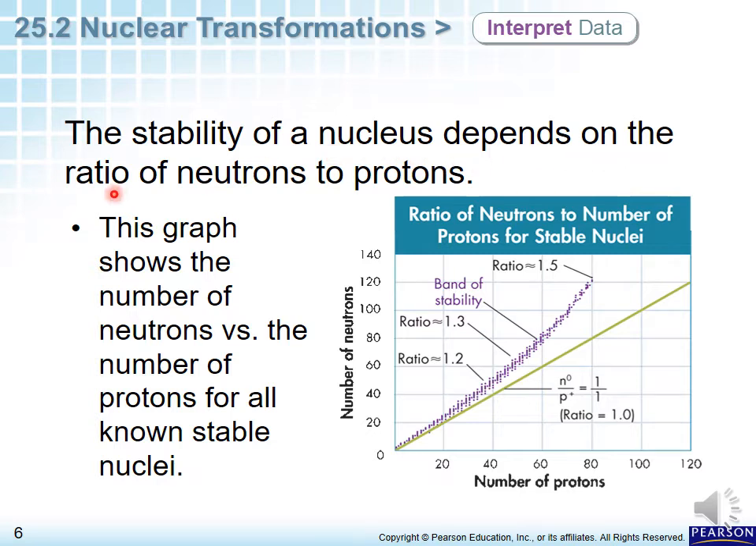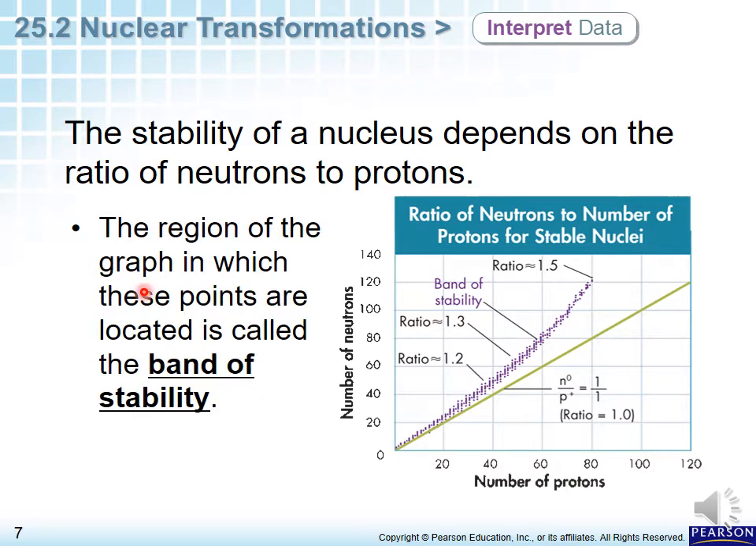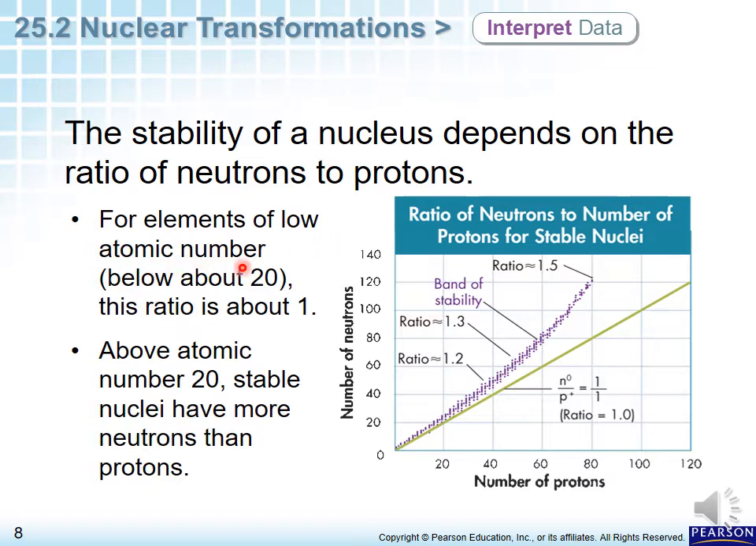The stability of the nucleus depends on the ratio of neutrons to protons. This graph shows the number of neutrons versus the number of protons for all known stable nuclei. This is the number of neutrons and this one is the number of protons. The region of the graph in which these points are located is called the band of stability. For elements with low atomic number, up to about 20, this ratio is about 1. Look here, it's near the band of stability. Above atomic number 20, stable nuclei have more neutrons than protons. So above 20, you can see the number of neutrons increasing on this side.